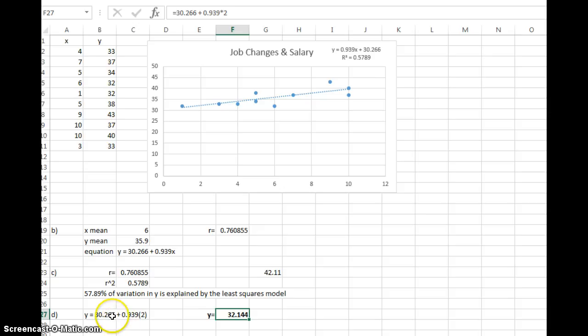So you could use this equation. It'd be most reliable if you're using numbers between 1 and 10. But if you plug in some number outside of that range, so somebody with 30 job changes, you wouldn't have much faith in the projected salary your equation would spit back out for someone with 30 job changes, just because that's outside of your data range.